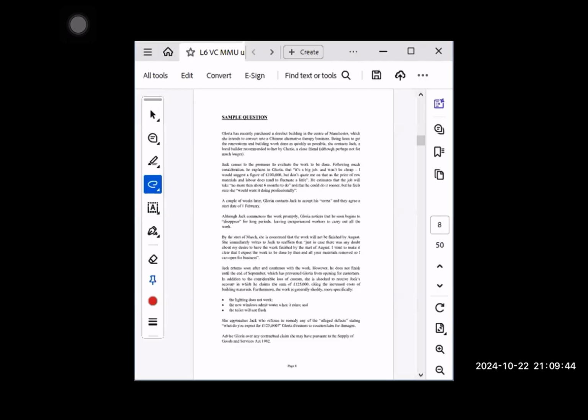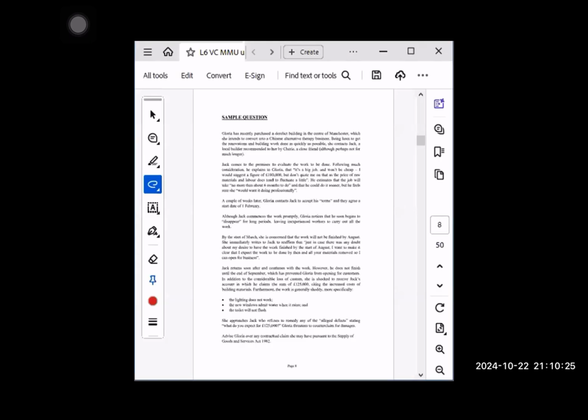In addition to the considerable loss of custom, she is shocked to receive Jack's account in which he claims the sum of £125,000, citing the increased costs of building materials. Furthermore, the work is generally shoddy. More specifically, the lighting does not work. The new windows admit water when it rains, and the toilet will not flush. She approaches Jack, who refuses to remedy any of the alleged defects, stating, "What do you expect for £125,000?"